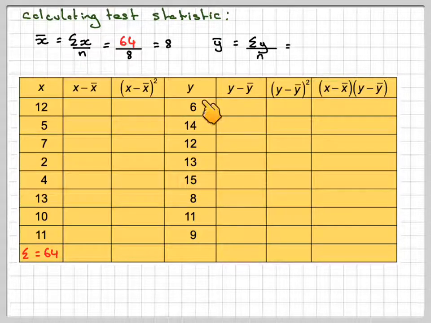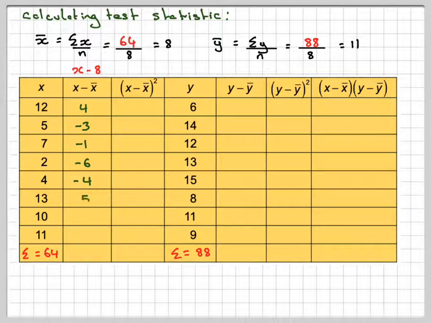And then same for y. If you add all these up, you're going to get 88 divided by 8. That gives me 11. And now we work out how far each thing is away from the mean. So we're going to work out how far 12 is away from the mean. So 12 minus 8 is 4, minus 3, 7 minus 8, minus 1, etc. We work all those out.